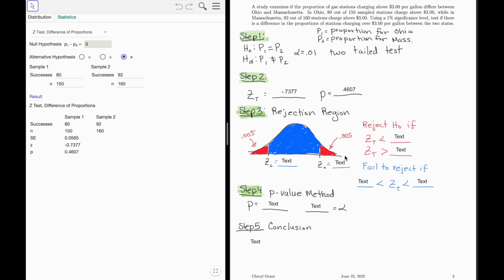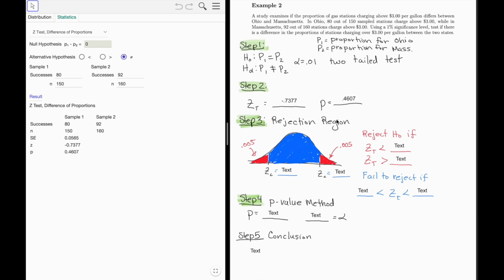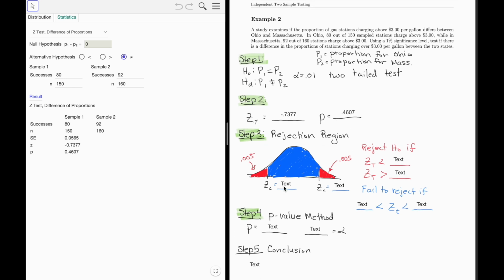Okay, for step 3, we're going to use the rejection region method. So we need to find our cutoff points for the rejection regions. In this case, we're going to have 2 because we're doing two-tailed. So we're going to take that alpha level of 0.01 and split it between the two wings. So we have 0.005 area in each wing.